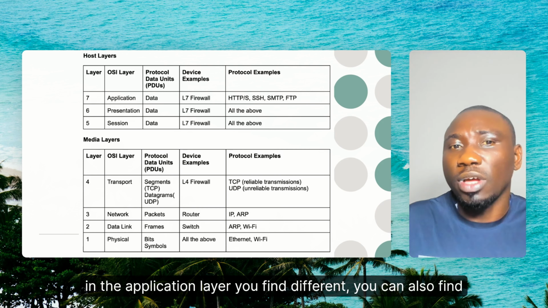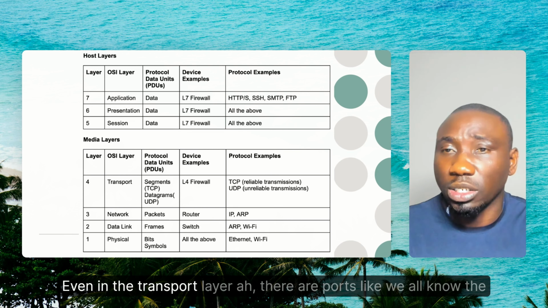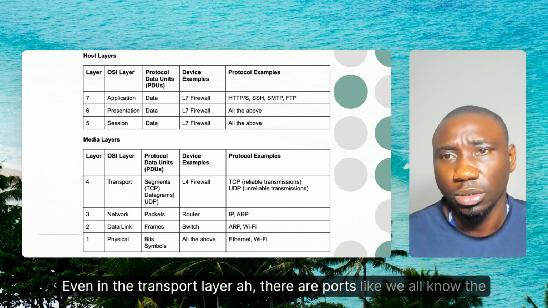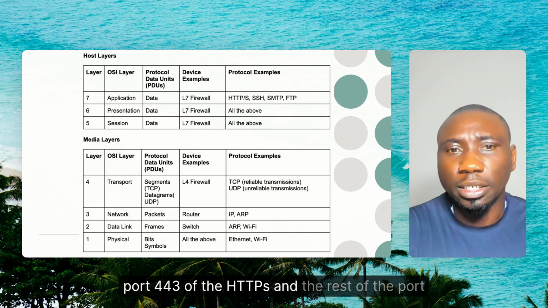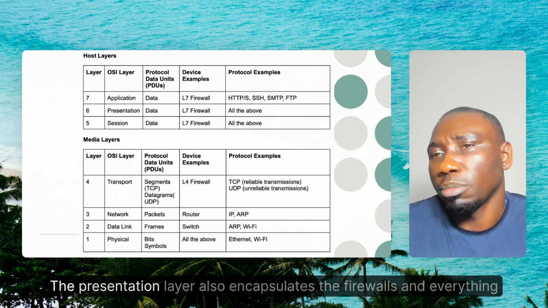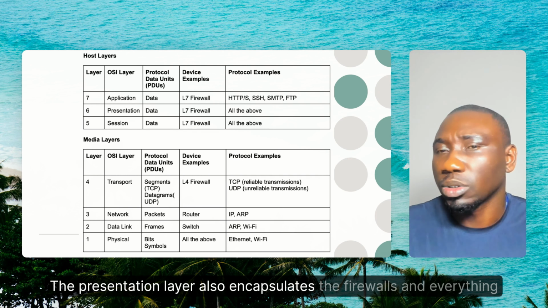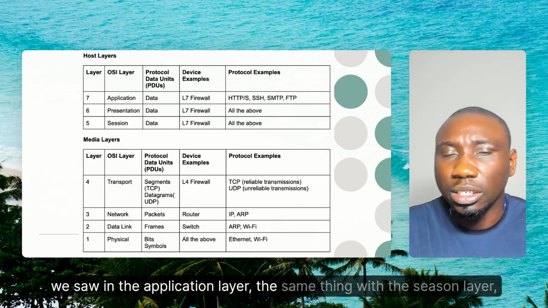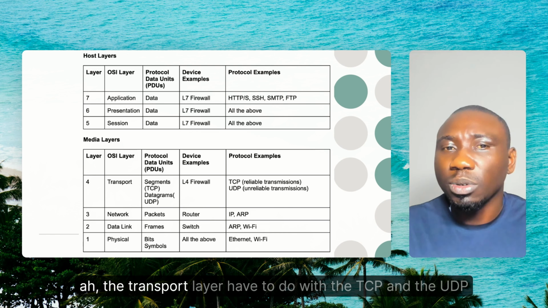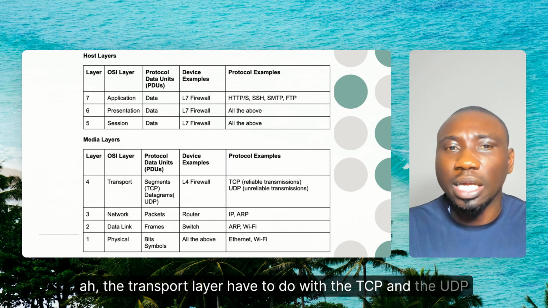You can also find different ports in the application layer. Even in the transport layer, there are ports, like we all know port 443 of HTTPS and the rest of the ports. The presentation layer also encapsulates the firewalls and everything we saw in the application layer. The same thing with the session layer. The transport layer has to do with TCP and UDP.